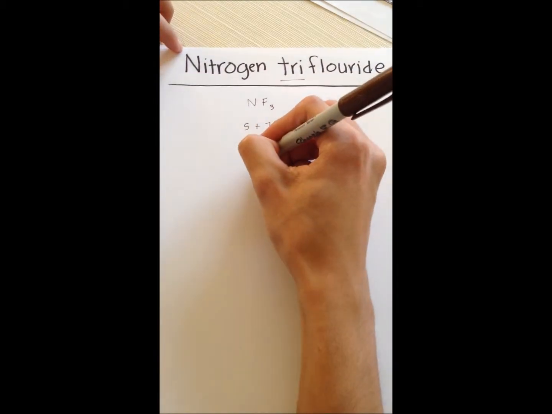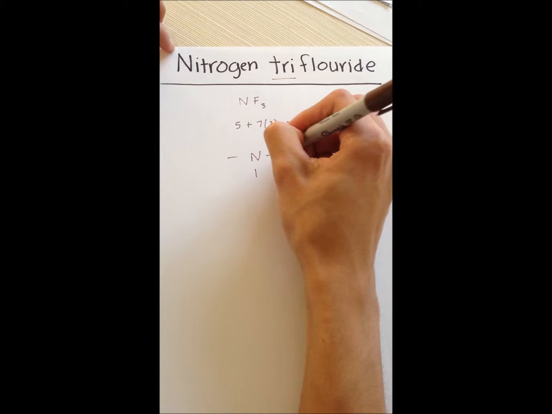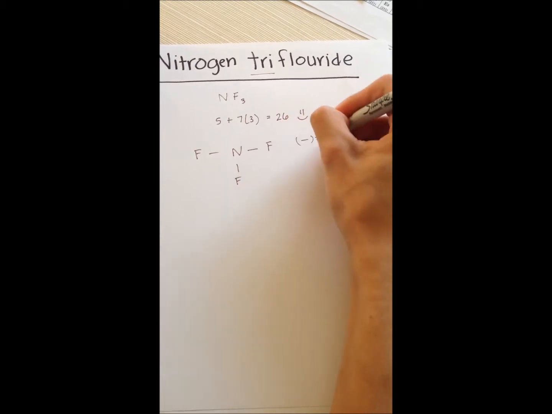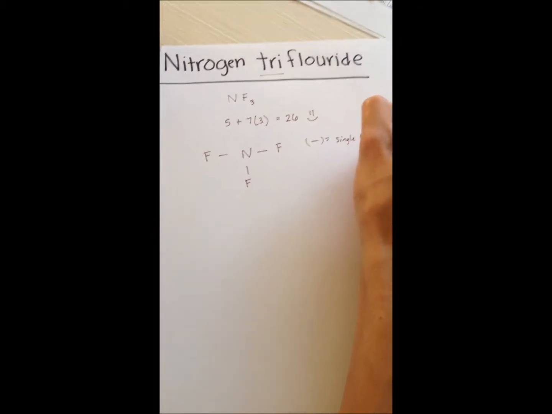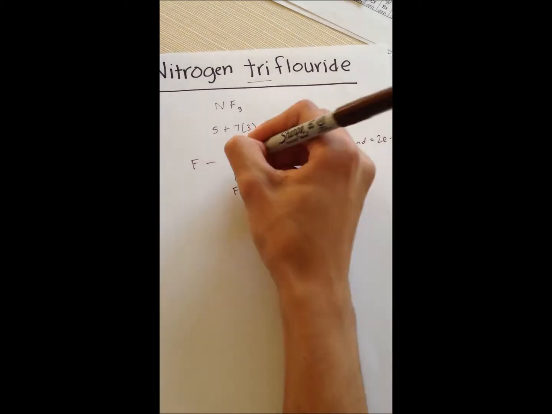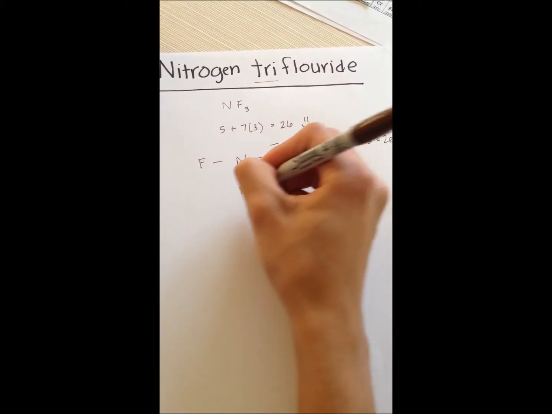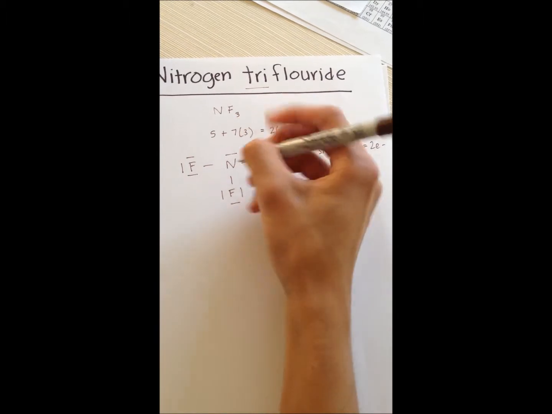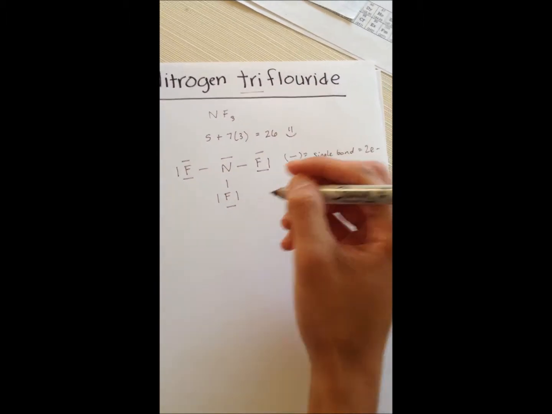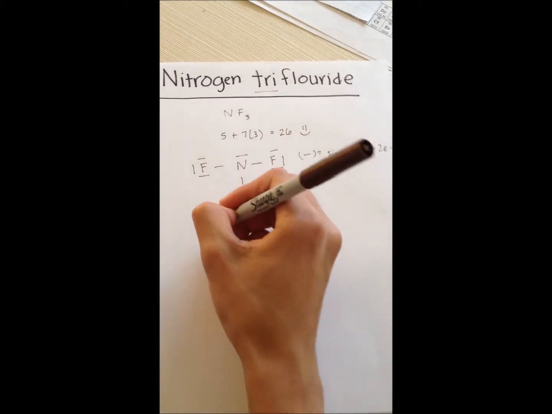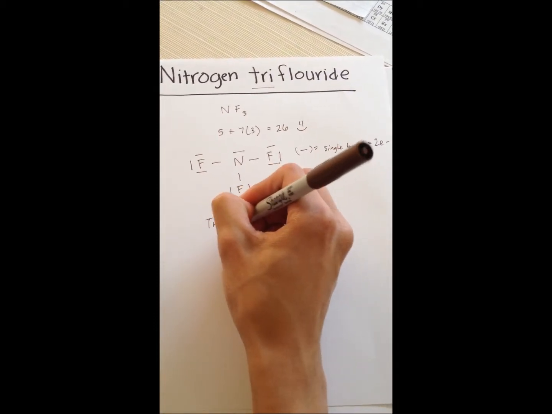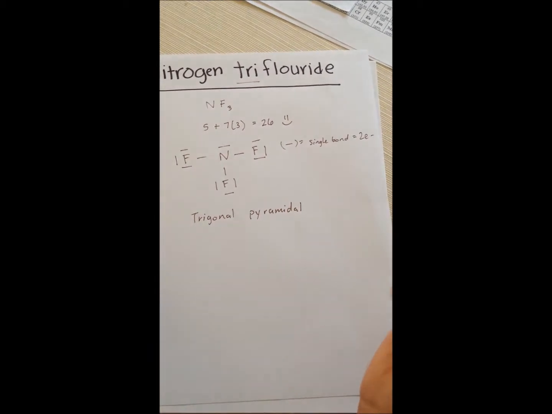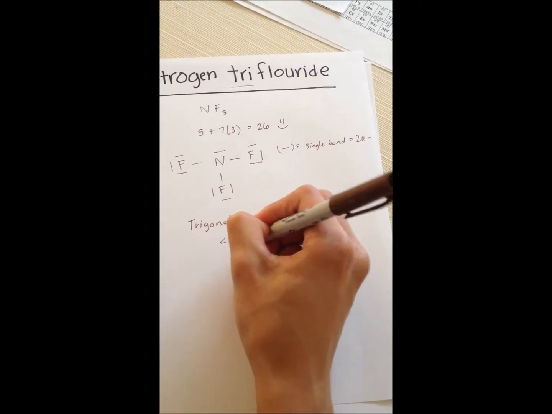Okay, so we know that nitrogen is going to be our central atom. We have it surrounded by fluoride, right? So this once again represents a single bond, which represents 2 electrons. So we have 2, 4, 6, 8, 10, 12, 14, 16, 18, 20, 22, 24, and 26. What we have right here is one lone pair. So the shape for this is going to be trigonal pyramidal. And the angle for that is going to be less than 109.5.